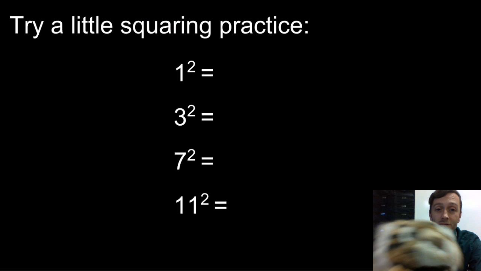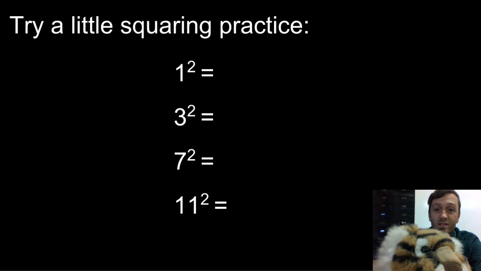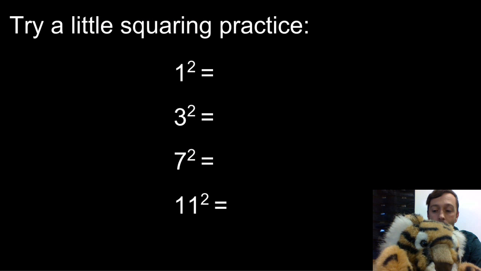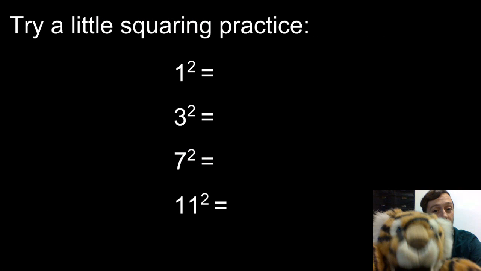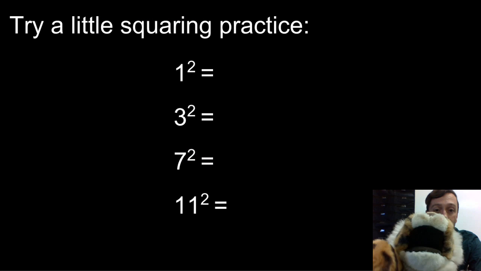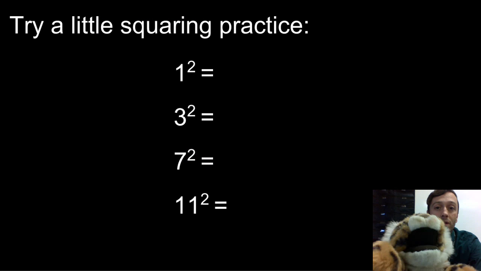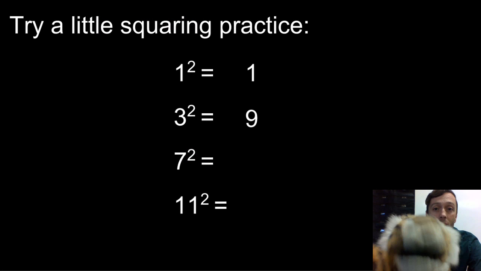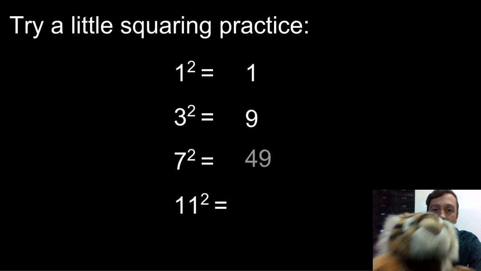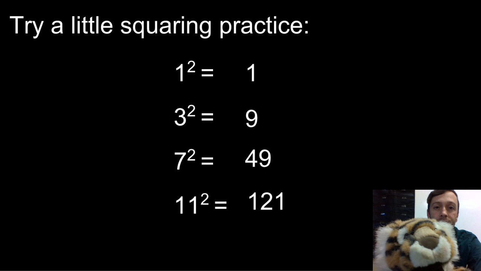This is your chance to do a little bit of squaring. So pause the video right now. All right, hopefully you paused the video. Here are your answers. 1 squared is 1. 1 times 1 is 1. What's 3 times 3? 3 times 3 is 9. 7 squared, that's 7 times 7, is 49. And 11 times 11, 11 squared, is 121.